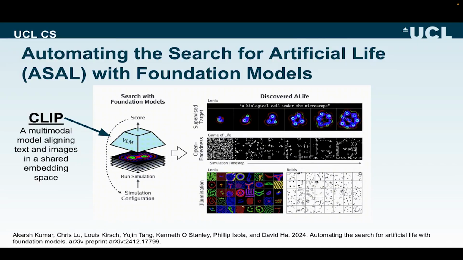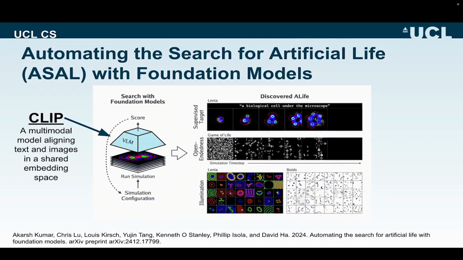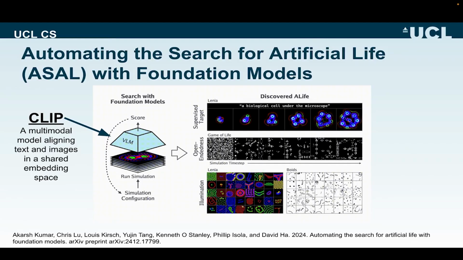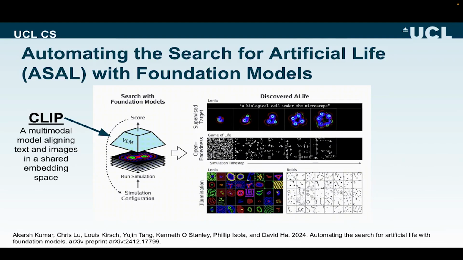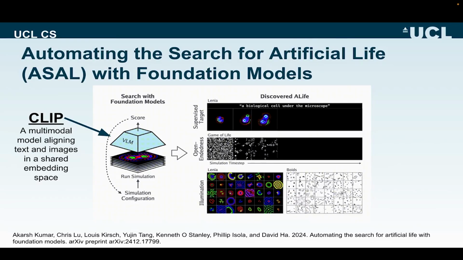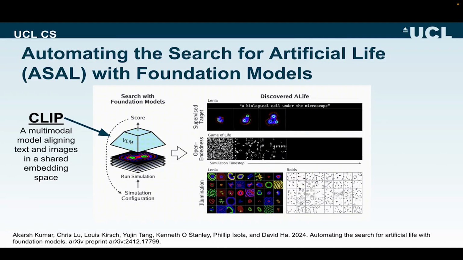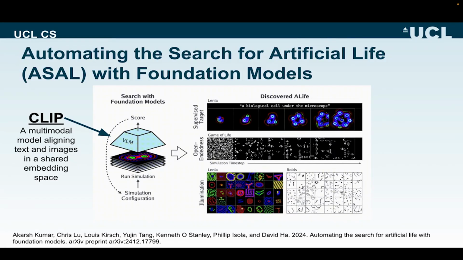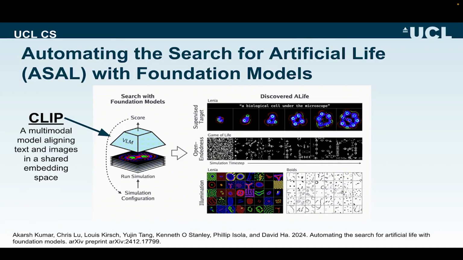The prompt is called a supervised target. The engine for this is CLIP, a model that understands both images and text in a shared embedding space. This allows us to directly measure how semantically close a frame from our simulation is to a text description, simply by calculating the cosine similarity of their embedding vectors. Then ASAL optimizes the simulation's patterns to maximize the similarity score, effectively finding a simulation that looks like the prompt you gave it.